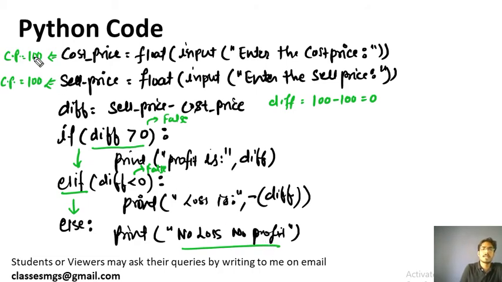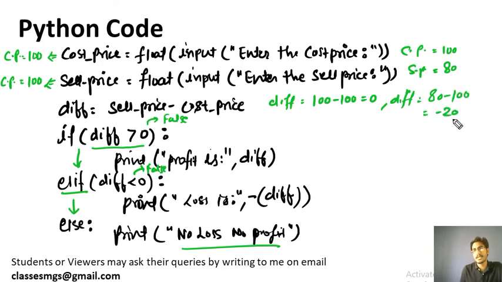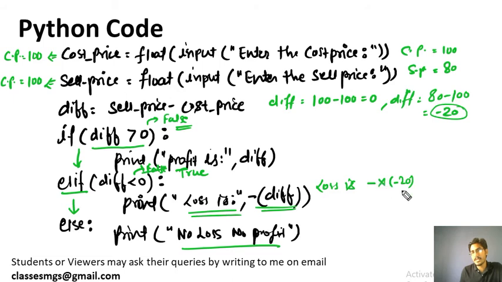Let me try to give some other input. Let's suppose the user has given CP as 100 and SP as 80. Then the difference will be 80 minus 100, which is minus 20. Is the difference greater than 0? No, false. Is the difference less than 0? Yes. In that case, we will print loss, multiplying this minus 20 with minus, so the result will be 20. So a 20 rupees loss has occurred.